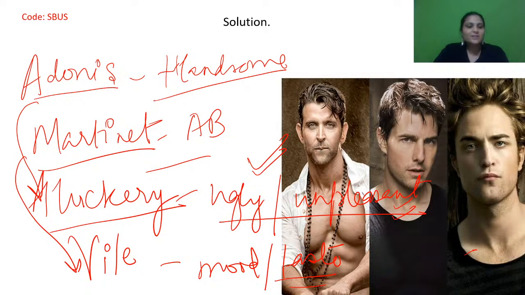Remember that DDLJ moment when Amrish Puri used to come in and she used to understand her father's moods. So she started praying in the morning to get him into a better mood. All right, so Adonis has two antonyms, hucklery and vile. Martinet is somebody who's a strict disciplinarian, people usually from army backgrounds.